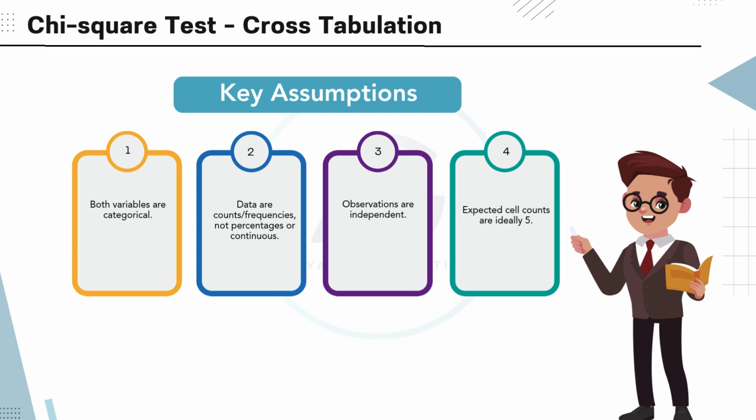Wrap up. If these assumptions are met, the chi-square test will give you a reliable indication of whether the variables in your dataset are independent or associated. Would you like me to show how to check expected cell counts using Excel or a statistical tool next?